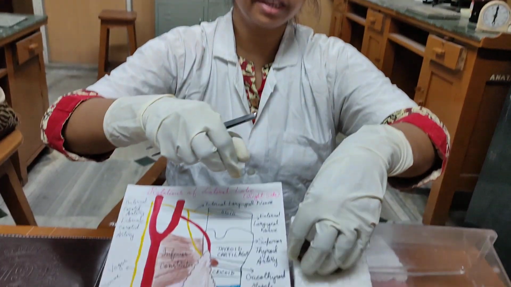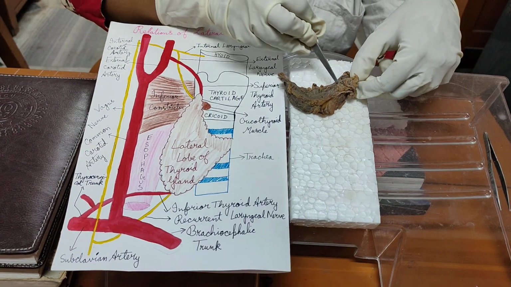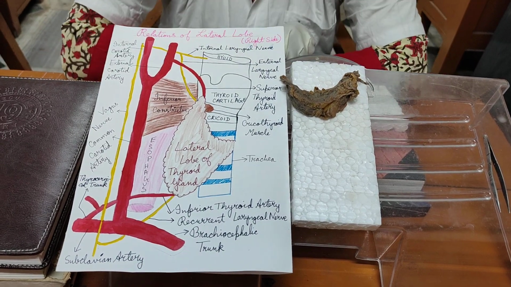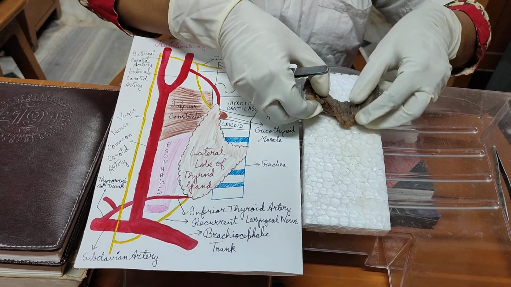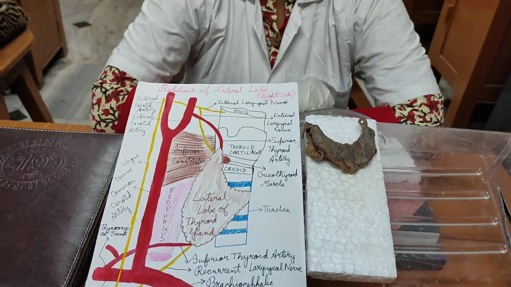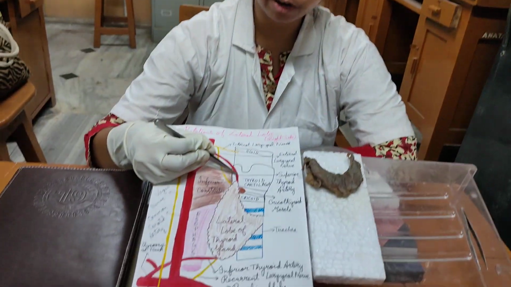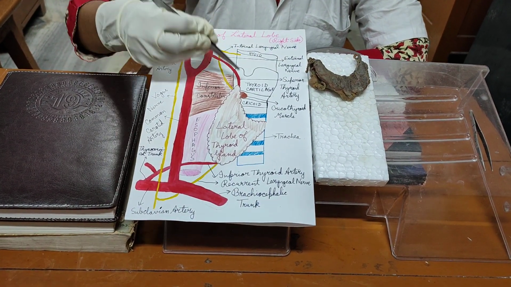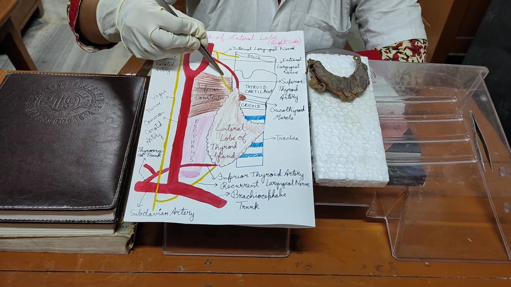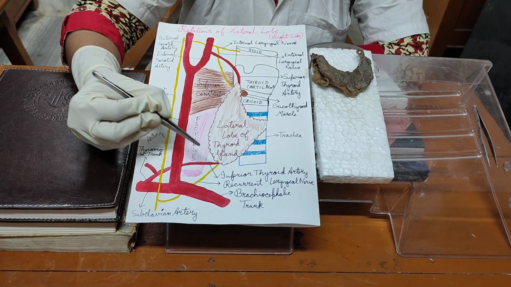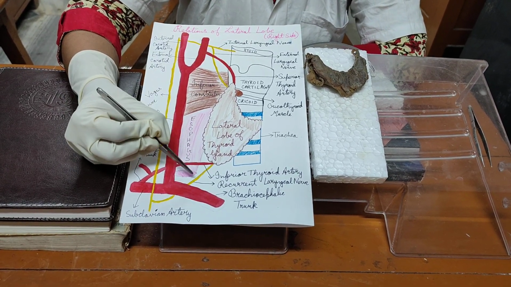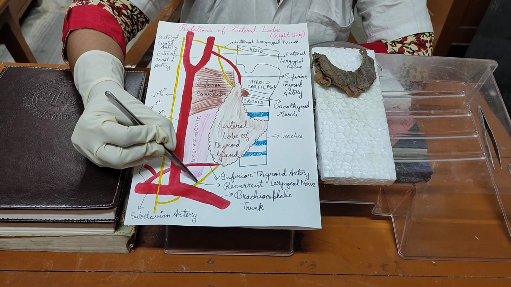Other than this, accessory thyroid vessels supply the deep surface of the gland, derived from esophageal and tracheal arteries. Ligation of arteries is very much important during thyroid surgery. The superior thyroid artery is ligated close to the gland to preserve the external laryngeal branch. The inferior thyroid artery is ligated away from the gland to preserve the recurrent laryngeal nerve.